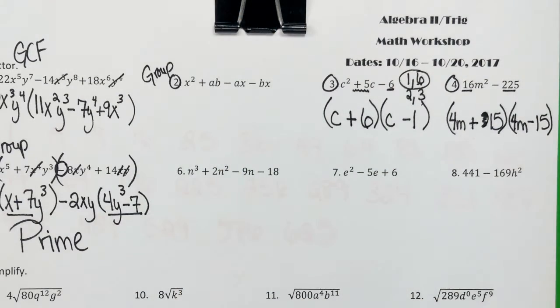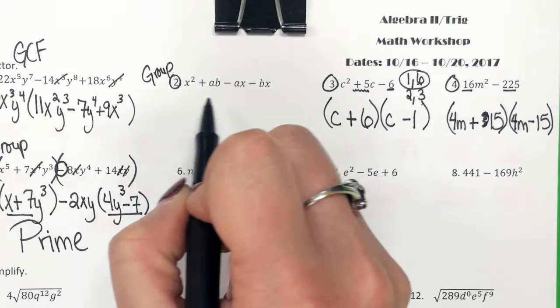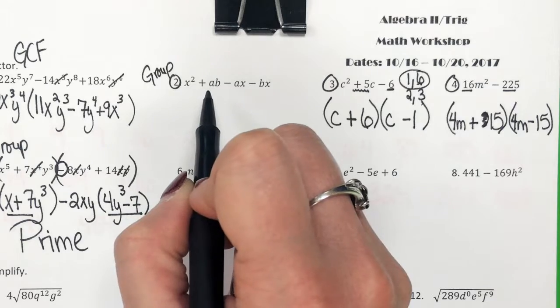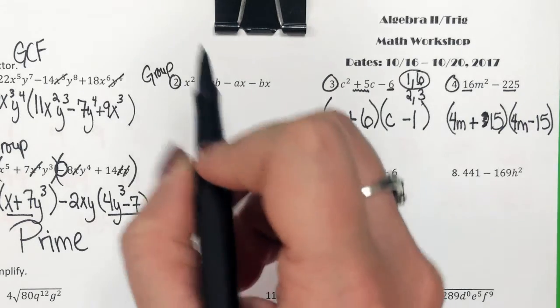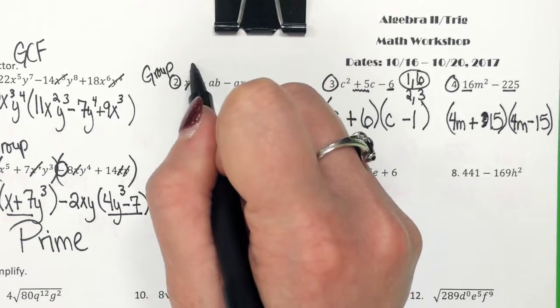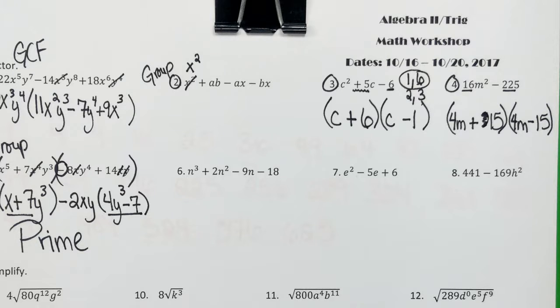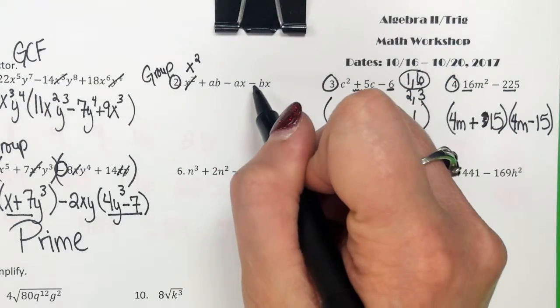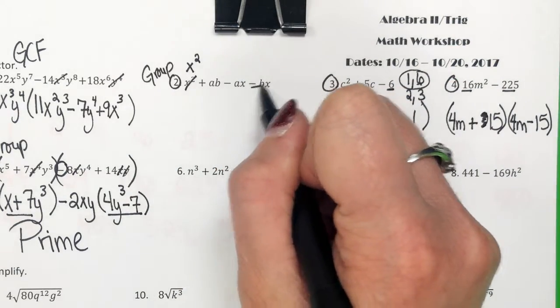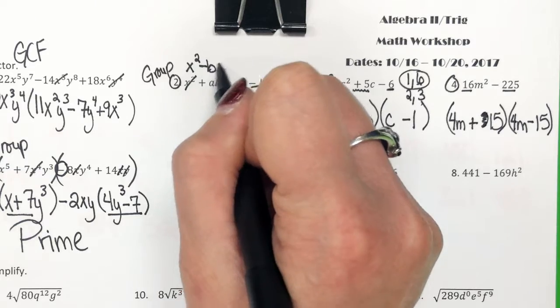But the thing is, the first two don't have anything in common. So you can rewrite this in a different order. Alright, so x squared, which one of those terms could I put with x squared to make it have something in common? Bx, there you go. So what kind of bx is that? Negative bx, there you go.